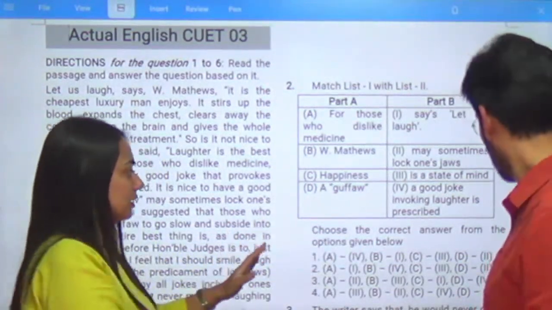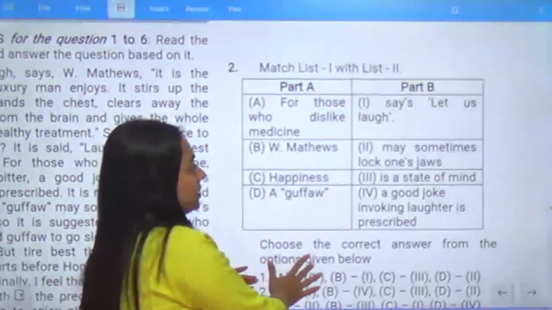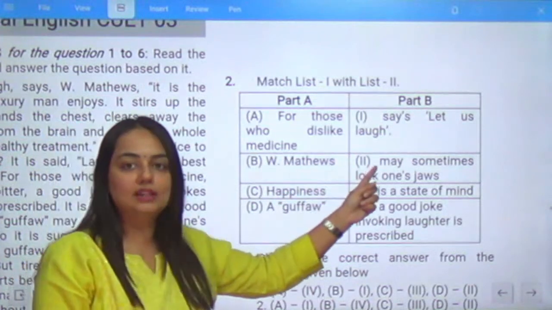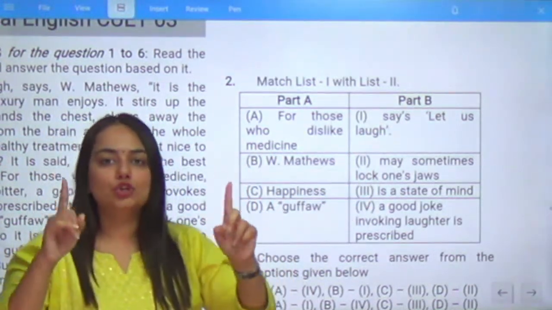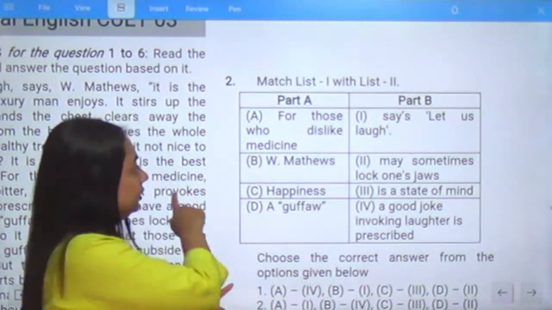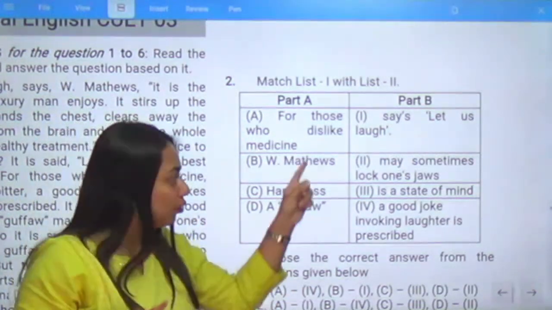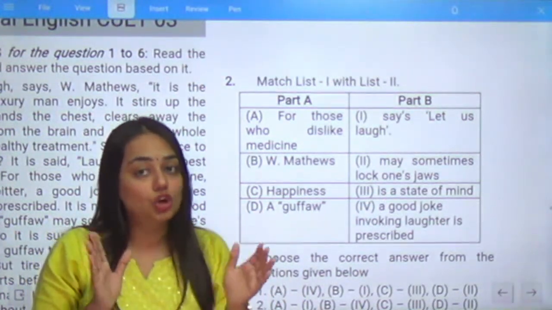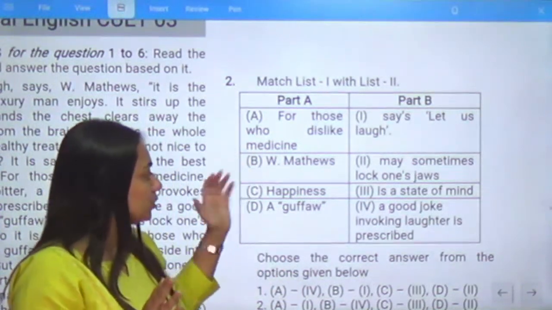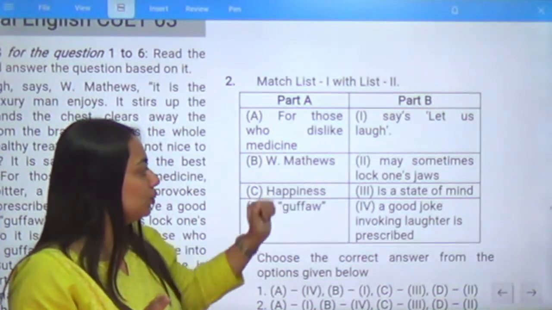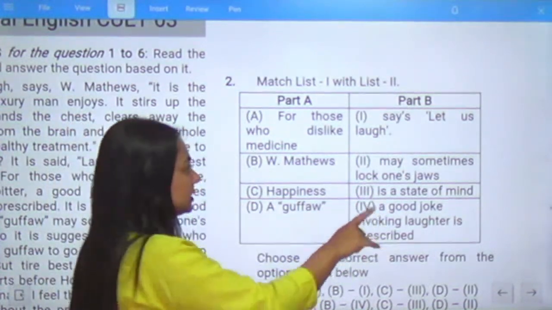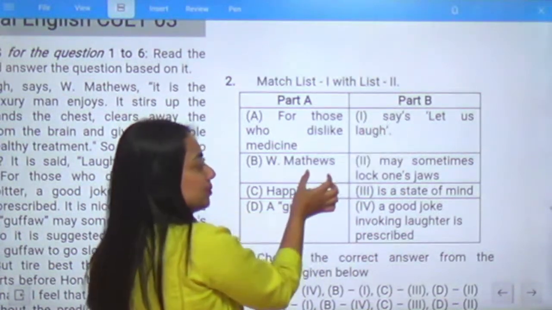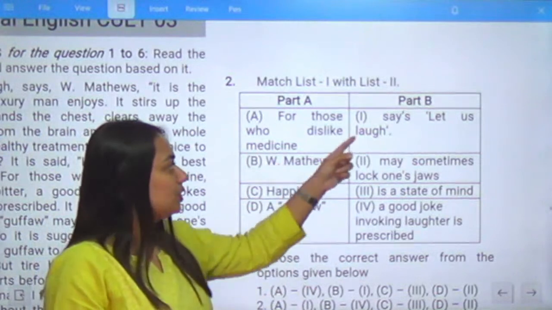Sir, would you give some space to us? Yeah. So this is match the following question. Here, W. Matthews, you have to complete the sentence. 2-3 things you need to keep in mind. You should be able to quickly trace the question directly from the passage. Second, whatever matches you're making, they should be grammatically sound. The sense of that sentence should not be distorted. So this question, you can see, you can do easily. W. Matthews is a state of mind, doesn't make sense. May sometime lock one's jaws, again, doesn't make sense. So it should be says, because this person's quotation has been given here. So this B goes with this one.